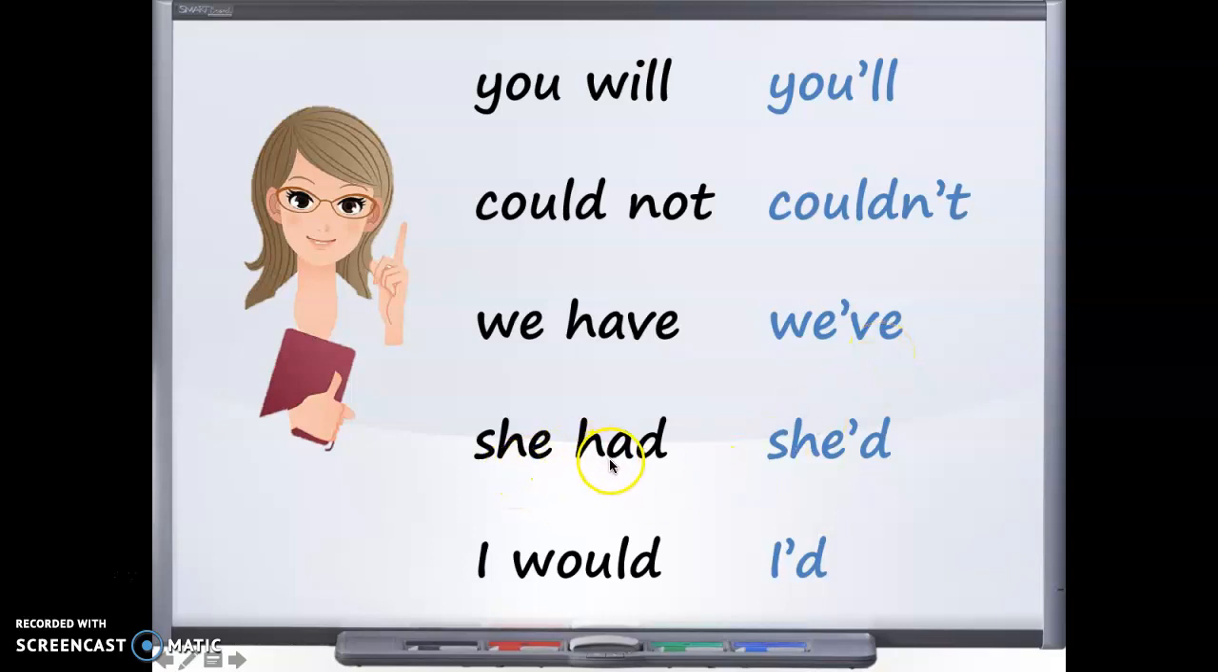She had becomes she'd. Here I'm also taking away the 2 letters H and A to make the contraction she'd. And last but not least, we have I would. I would becomes I'd. Here, I take away the W, the O, the U, and the L to make it real easy to just write I'd instead of I would.